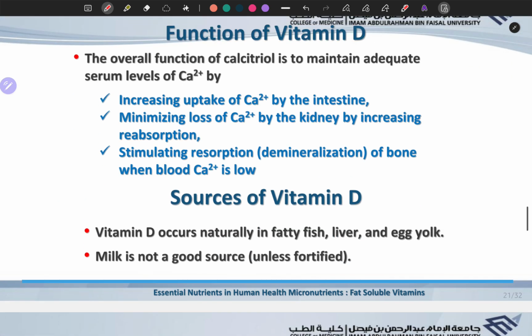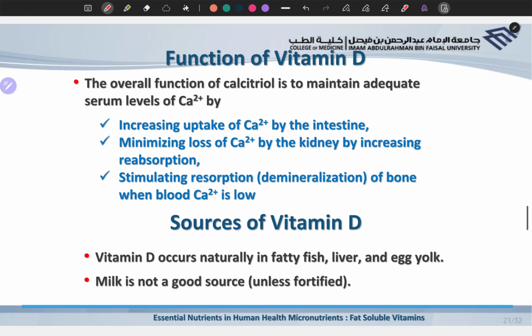So the overall function of calcitriol is to maintain an adequate level of calcium by increasing calcium absorption from the intestine, causing increased mobilization of calcium from the bone, and decreased calcium excretion from the kidney, that is increasing calcium reabsorption, and stimulating the resorption, that is demineralization, of bone, resulting in increased calcium level. Is it clear? Sources, mainly animal sources, that is fatty fish, liver, egg and yolk.